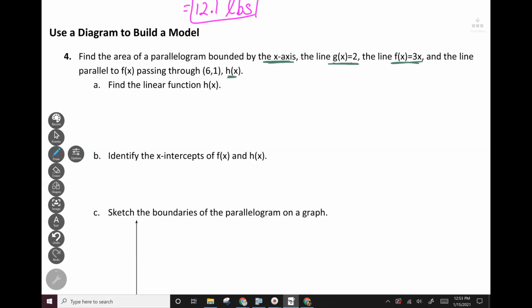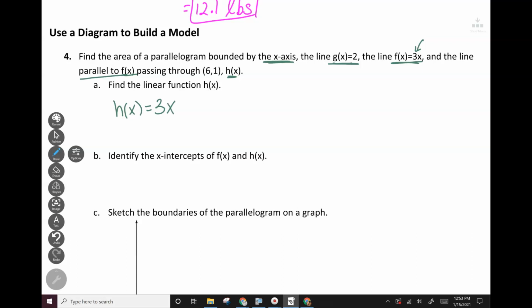All right, so it says find the linear function for h of x. Well, this is what they told us about h of x. They said it's parallel to f of x. Well, parallel means they have the same slope. So the slope of f of x is 3, so the slope of h of x is 3.